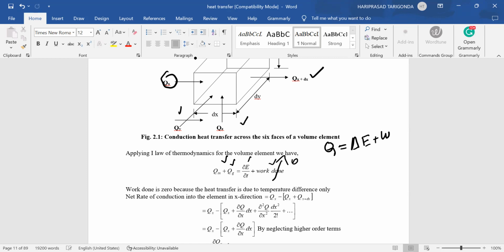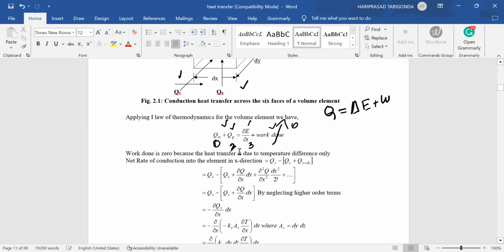So this is the first term, this is the second, and this is the third. Let us find the expressions for them. The first is the heat conducted into the element in all the directions. The second is the heat generated in the element. The third is the change in energy, or increase in energy. First we will see the net heat conducted into the element.